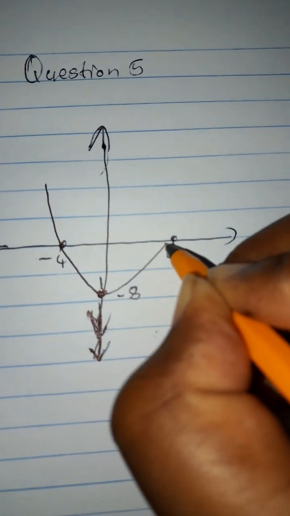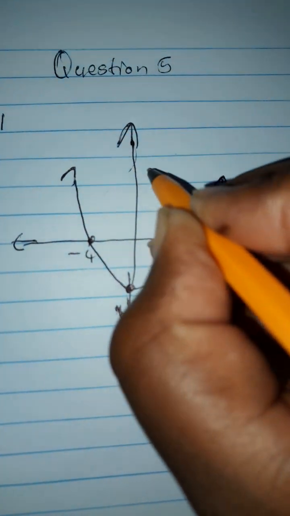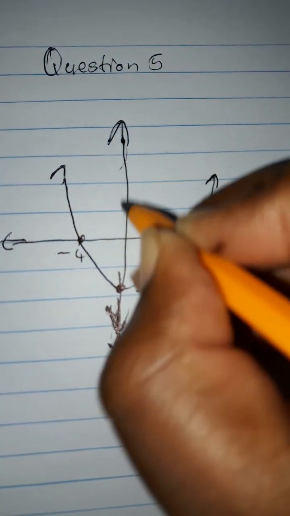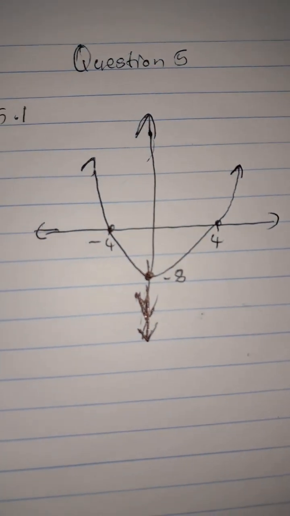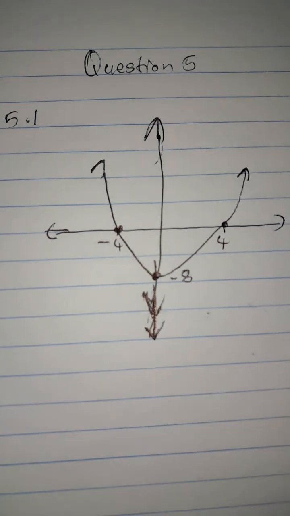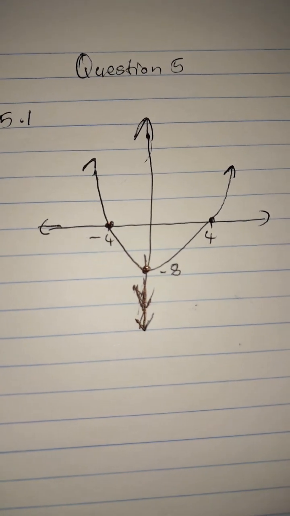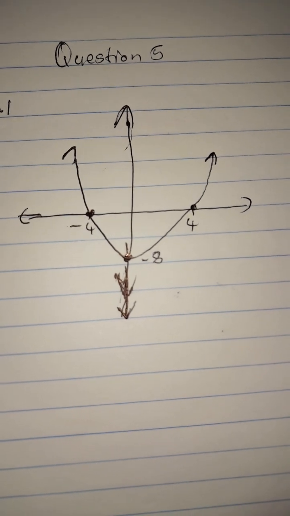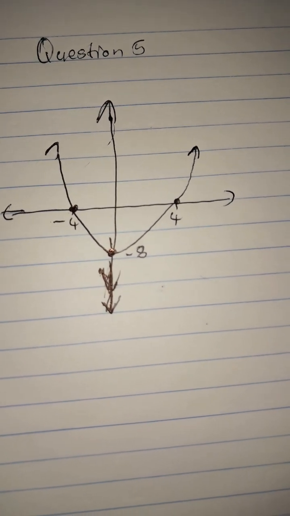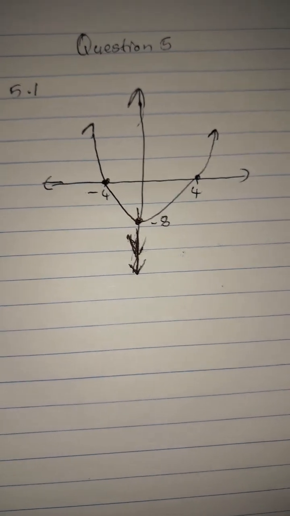So this is the graph. The axis of symmetry will be here. It passes here. This will be the axis of symmetry. So we have our x-intercepts, which are -4 and 4. We also have -8, right? So that's the graph, guys. That's the graph graphically. So we have shown all the intercepts with the axes at 5.1. Now let's go to 5.2. Let's see how many marks was that.